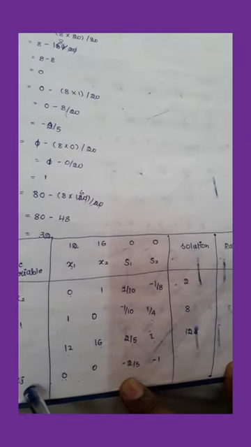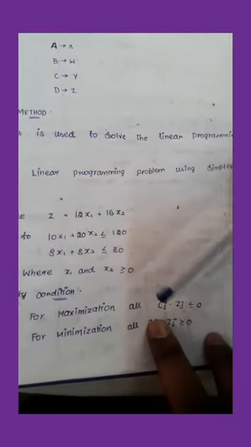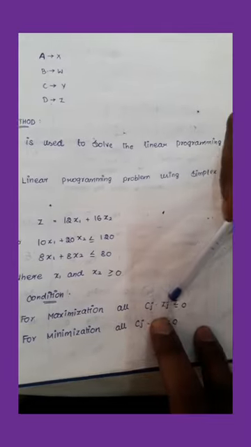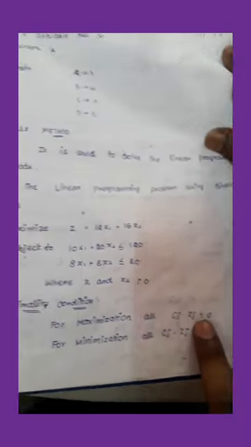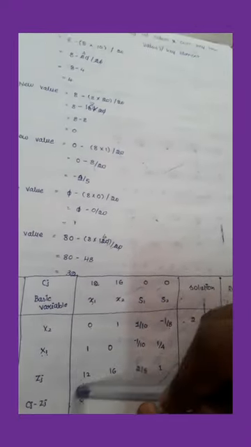Then we need to check the optimality condition by finding Cj minus Zj. So Cj minus Zj: 12 minus 12 is 0, 16 minus 16 is 0, 0 minus 2 by 5 is minus 2 by 5, 0 minus 1 you will get minus 1. So here we have reached the optimality condition, because for a maximization problem, all Cj minus Zj values should be less than or equal to 0. We should get 0 or less than 0, but no positive value should occur. So we have got that.